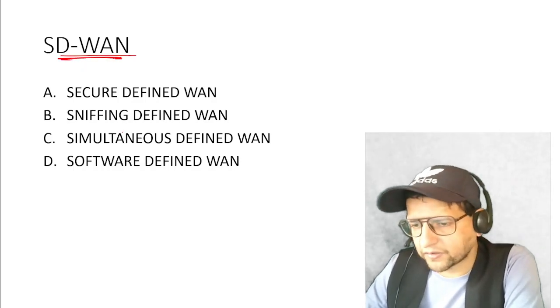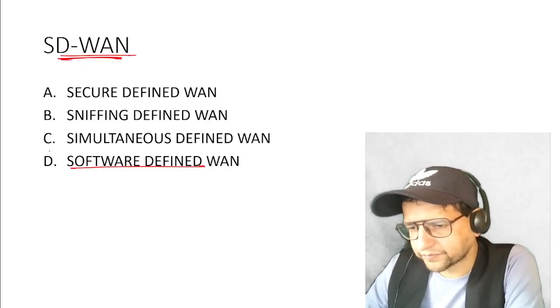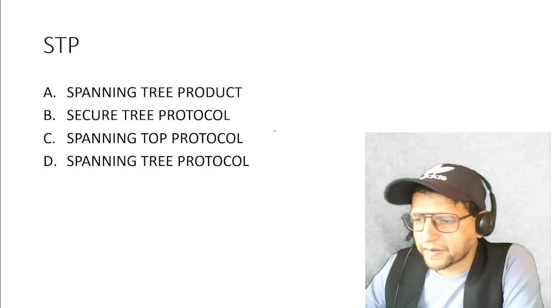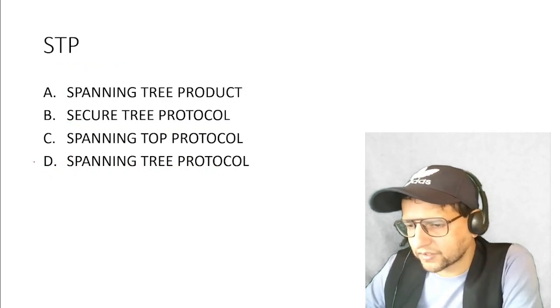Software defined WAN. It is not secure, it's not sniffing, it is not simultaneous. D is the right one. Spanning tree protocol. This is the right one. It is not a product, it is not secure, it is not top.